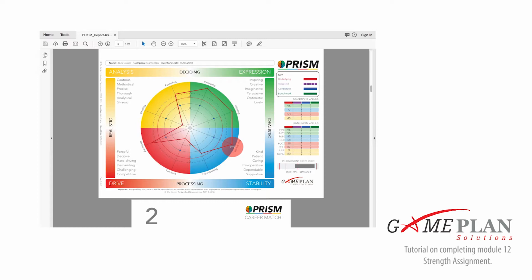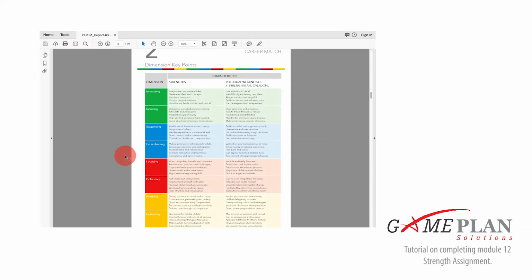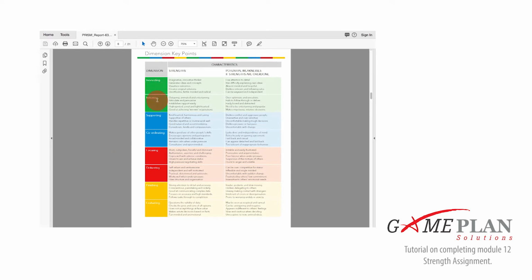If you want to understand a bit more about each behavior, then on page number 6 you will see the definitions that correspond to the 8 dimensions. So there are the 2 green dimensions, innovating and initiating; supporting and coordinating, the blue dimensions; focusing and delivering, the red dimensions; finishing and evaluating, the gold dimensions. The text that you see here is not unique to you. It is the characterized text that defines the behaviors of an individual who has expressed a preference in that particular area.